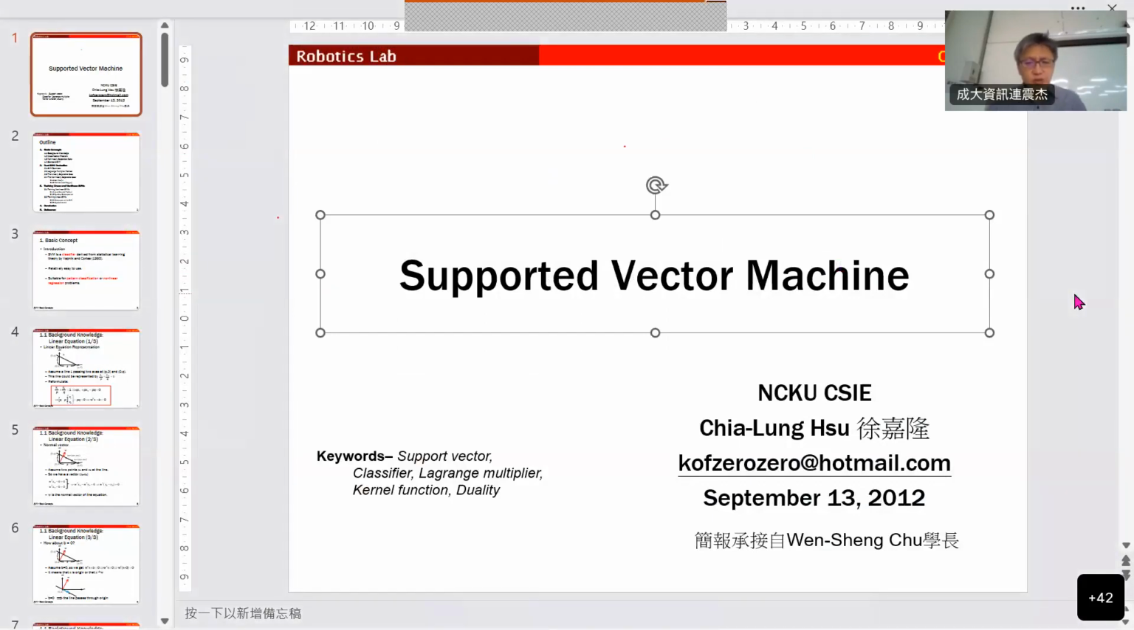Okay, we continue with the next lecture about support vector machines. Different from LDA and PCA, SVM projects the data to a higher dimension based on the kernel function. The kernel function is the activation function, the same as in deep learning.